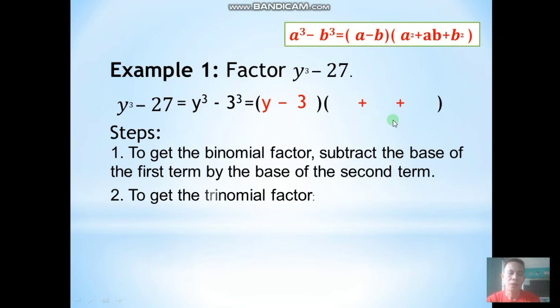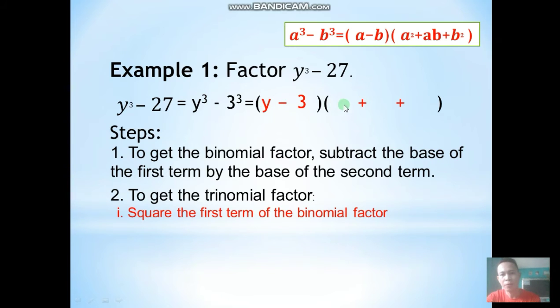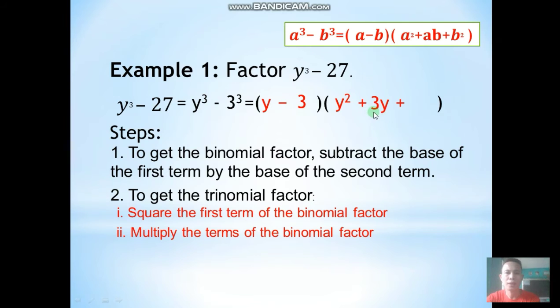Then obtaining the trinomial factor, follow the steps. Square the first term of the binomial factor. So we need to multiply this one by itself in order to obtain the first term of the trinomial. So that is y squared. Then obtaining the second term, multiply the terms of the binomial factor. So we need to multiply these two. That is y times 3 or 3 times y.